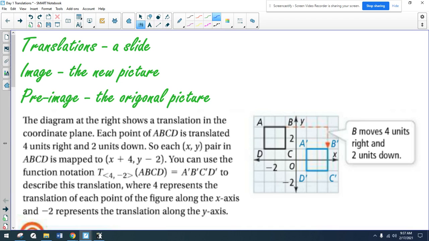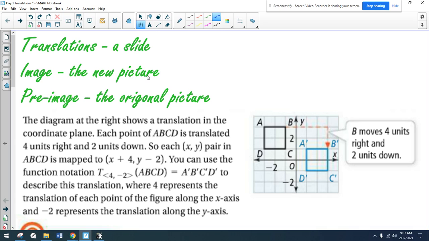All right, so a translation is a slide. What that means is you're just taking this original picture, this black quadrilateral ABCD, and you're sliding it. So we're sliding it 4 to the right and 2 down to get a new picture. That's really all you're doing.